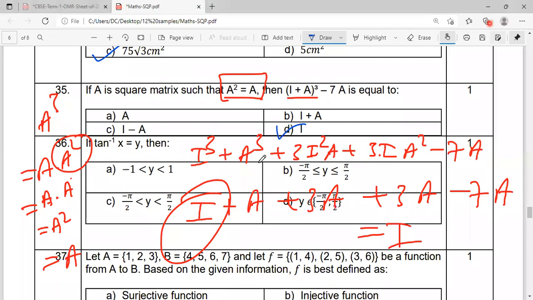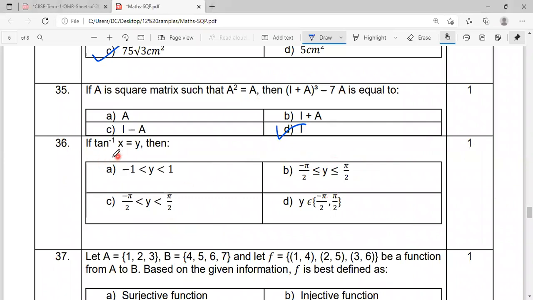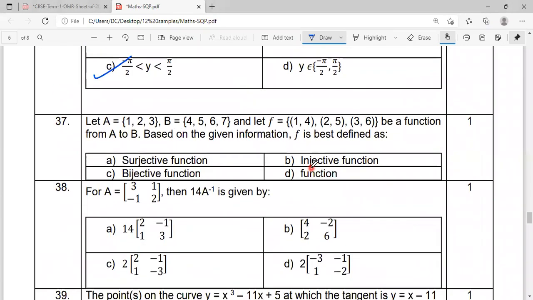All right. Very simple. Tan inverse y equal to x. See, this question is very fundamental. If tan inverse x is y, that means he is asking you the range of the tan inverse function, which is minus pi by 2 to pi by 2. You don't need to do anything. You know this already. Minus pi by 2 to pi by 2. The next one you see, 37.